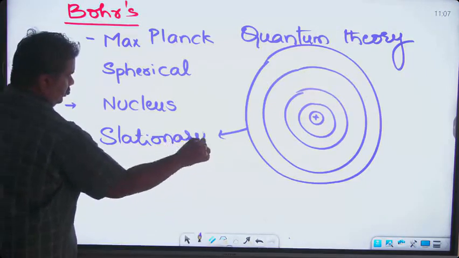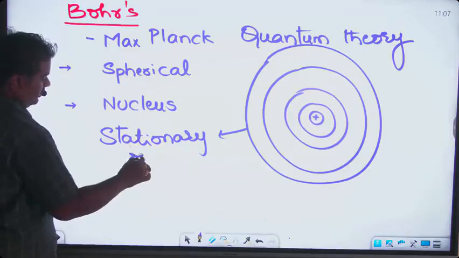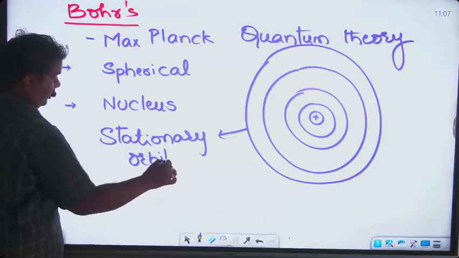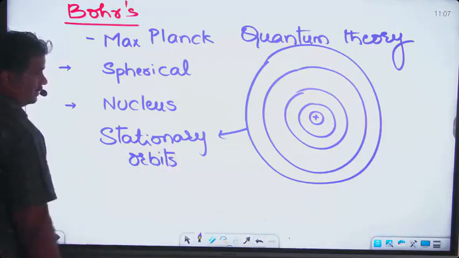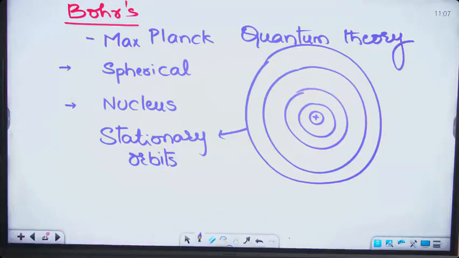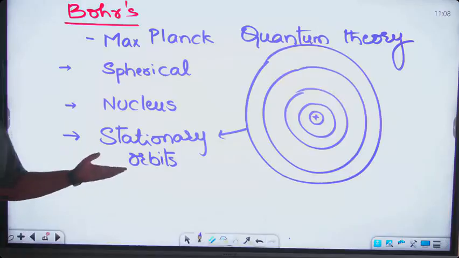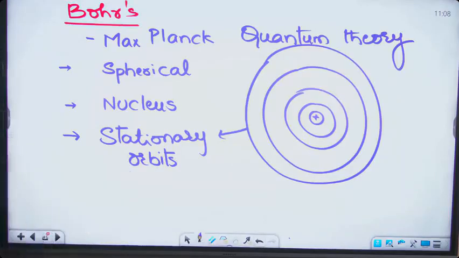So what did we say in the Rutherford model? In the Rutherford model, the orbits are known as circular orbits. That is why I asked you to underline it there, right? But whereas in the case of the Niels Bohr model, electrons revolve around the nucleus of an atom in stationary orbits.